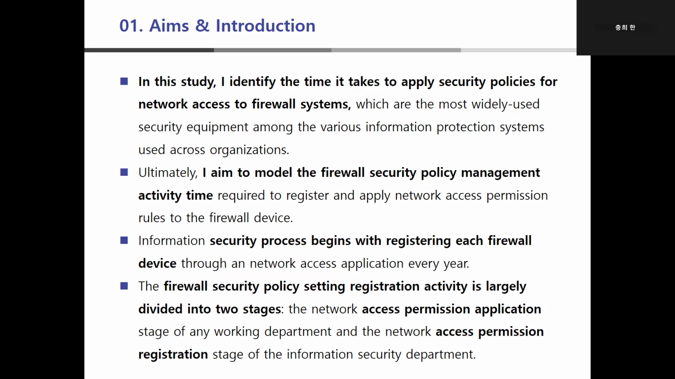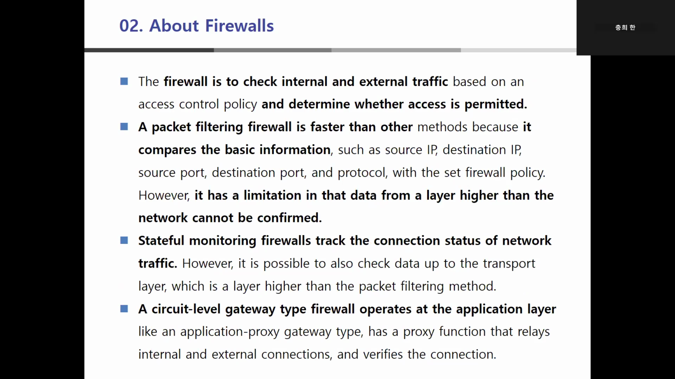Firewall security policy setting registration activity is largely divided into two stages: the network access permission application stage of the working department and the network access permission registration stage of the information security department. A firewall checks internal and external traffic based on policy and determines permit or not.